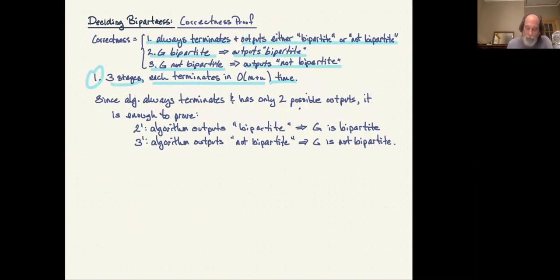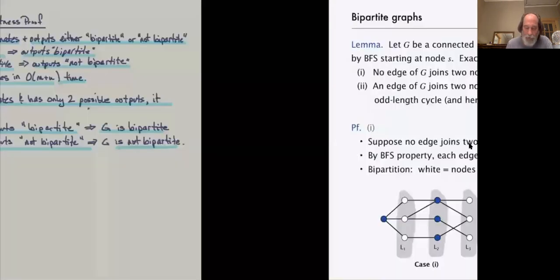What about 2 and 3? Well, it's easier to prove slightly different statements. It's sufficient to prove these because the algorithm always terminates and has only two possible outputs. So we can change the condition. If you take the conditions in 2 and 3, take their contrapositives, and then apply an obvious replacement of negation, you'll get these two, which is that if it outputs bipartite, G is bipartite, and if it outputs not bipartite, G is not bipartite. Okay, so we want to show that.